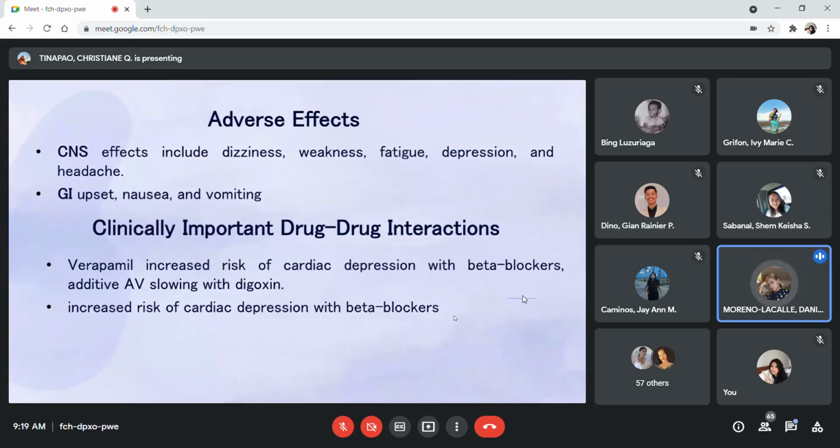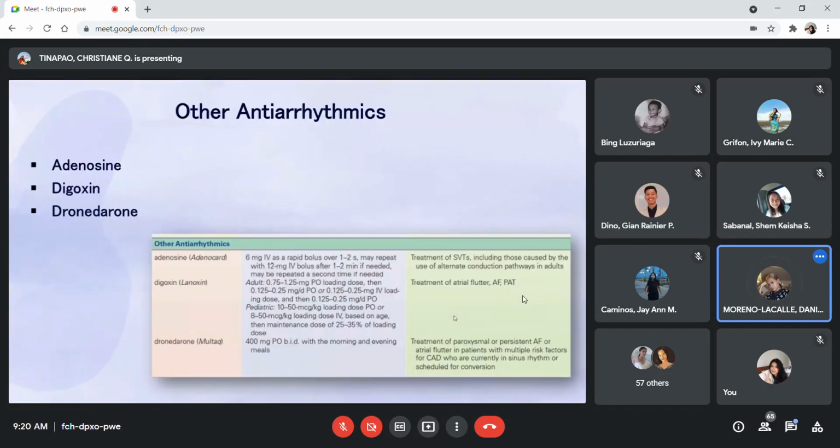Okay, these are the adverse effects and clinically important drug-to-drug interactions. Nara dira explanation daan. Next slide, please. Okay, now let's have the other antiarrhythmics, which are the adenosine, digoxin, and amiodarone. First, let's tackle the adenosine. Next slide, please.